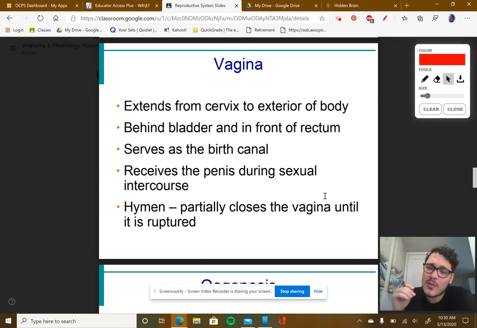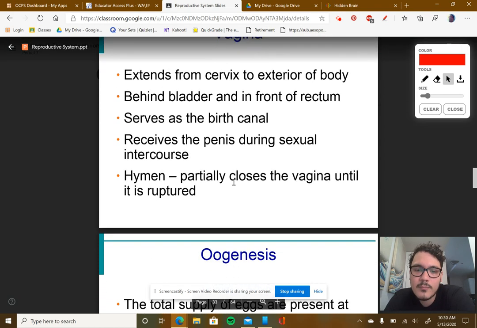Not to mention, there are some cases where with some women, because typically what happens with the hymen is after it's ruptured, that tissue does not regrow. There are some instances where the hymen actually regrows every single time it's ruptured. So as you can imagine, that would be a very painful experience for any woman having to deal with that.